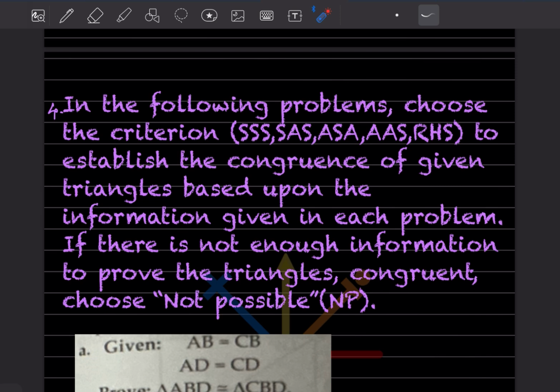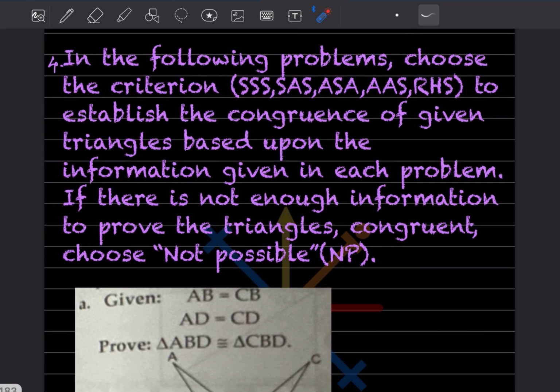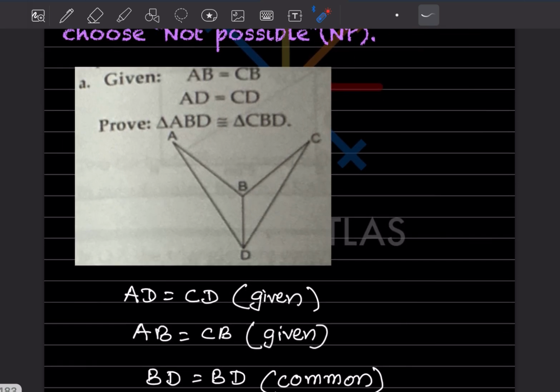In the following problems, choose the criterion SSS, SAS, ASA, AAS, and RHS to establish the congruence of given triangles based upon the information given in each problem. If there is not enough information to prove the triangles congruent, then choose not possible, that is NP. So these are given.